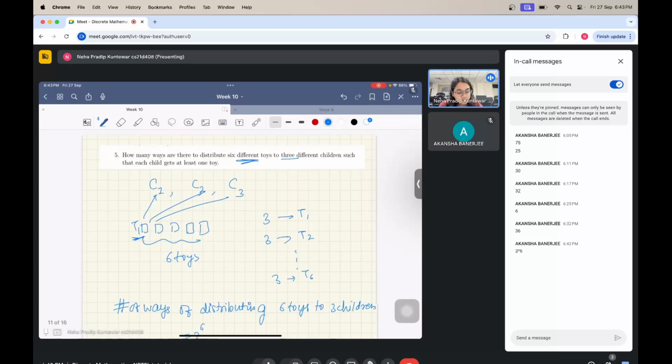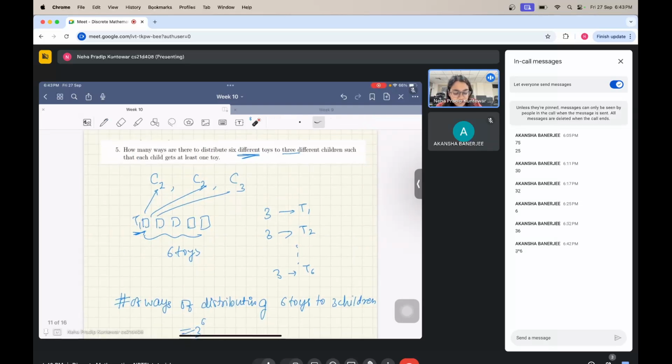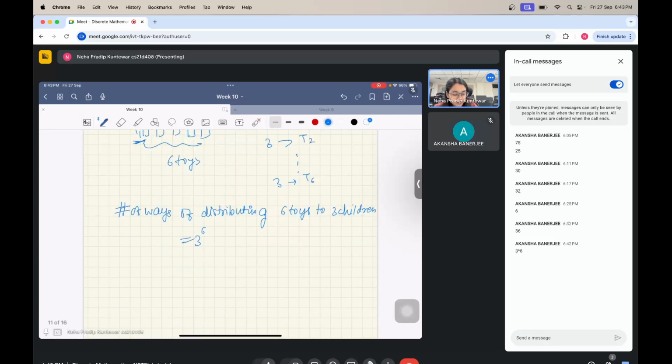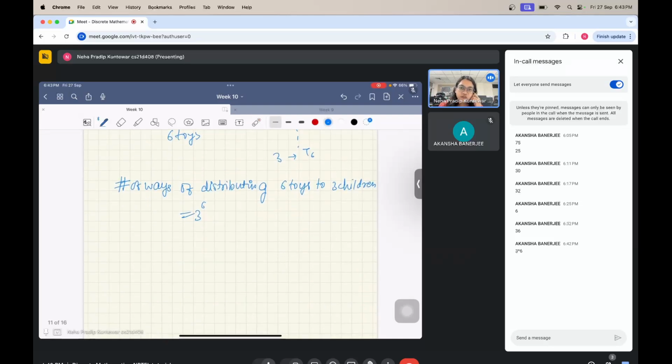But what the question says is we have an additional constraint that now each child should get at least one toy. So you can think of this in terms of sets as follows.